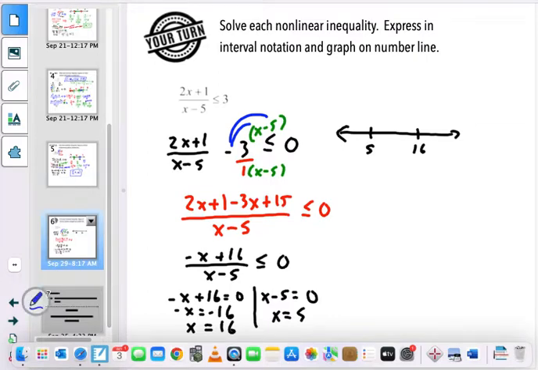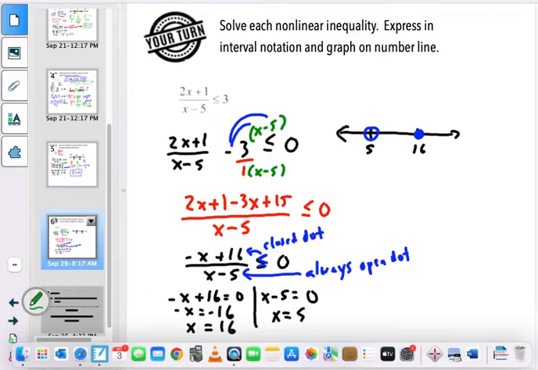Remember, down here in the denominator, it cannot equal 0 down here, so it's always going to be an open dot here. So open dot at 5. Up here, because of this sign here, because this is less than or equal to, up here is going to be a closed dot this time. If it had just been a less than symbol, then that would have been an open dot. But because it's less than or equal to, we're going to have a closed dot.